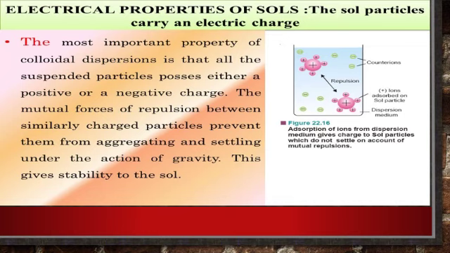For example, arsenic sulfide particles are negatively charged, whereas the dispersion medium water is positively charged. Similarly, ferric hydroxide particles are positively charged, whereas the dispersion medium water is negatively charged.